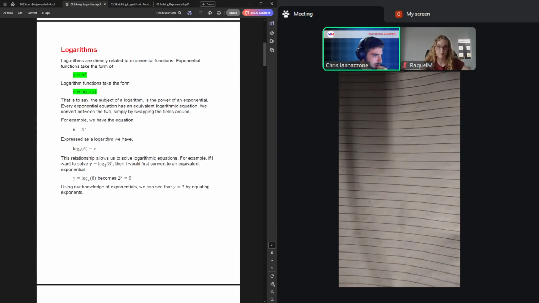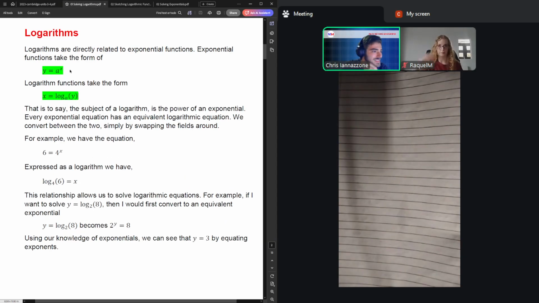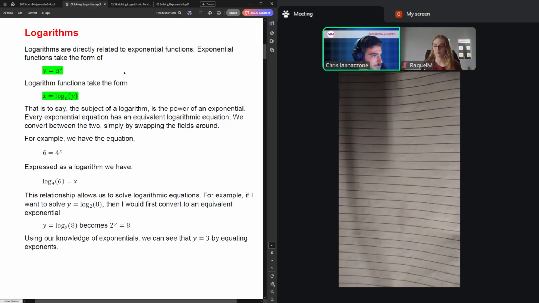Okay, so what is a logarithm? Well, as I said, it is related to an equivalent exponential. In fact, you can take any exponential statement, any exponential equation, and rewrite it as an equivalent logarithmic equation. So the way to think about this is you're essentially just replacing all the terms in the exponential statement into different spots in the logarithm statement.